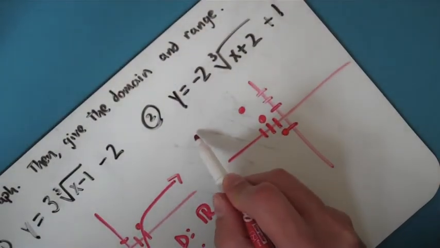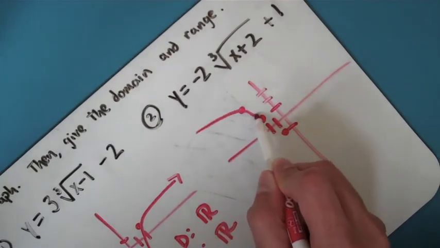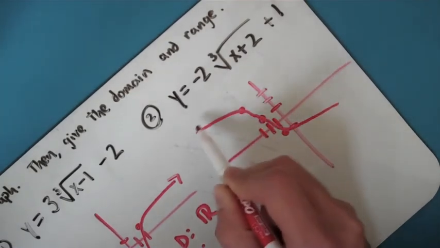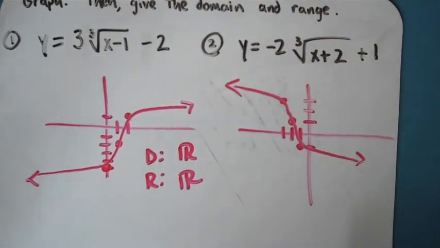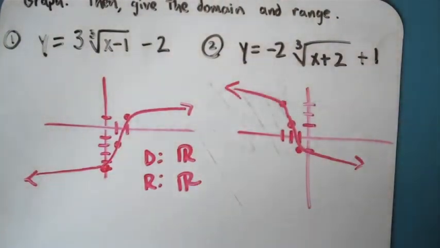Again, tilting my paper here. When I draw this one right here, it's going to look something like this. You can see that it does fall from left to right because it's got a negative a in front, negative coefficients.